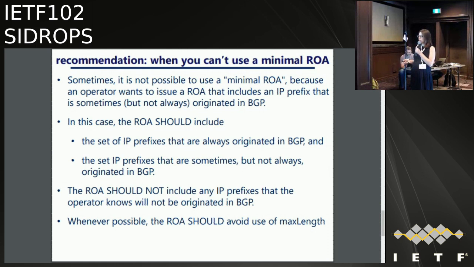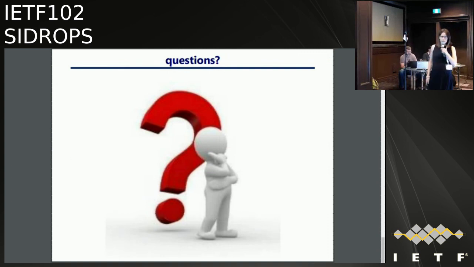Okay, so try to keep it as minimal as you can. The ROA should not include any IP prefixes that will not be originated in BGP, and again, avoid the use of max length whenever you can. Okay, so it's a pretty simple draft. We just outline the attack, outline the recommendations, and we hope that this will limit misconfigurations in the RPKI. And that's it. Thanks.